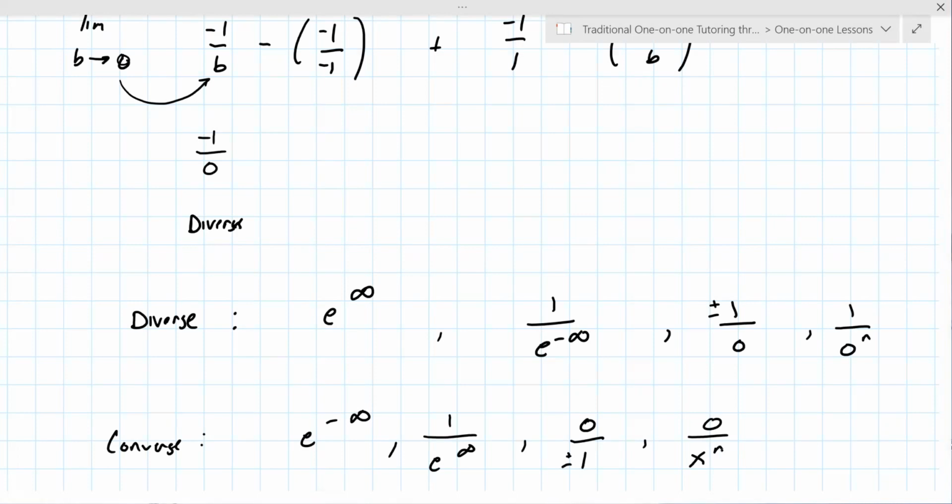Or is e to the infinity just 1? No, e to the infinity goes up forever. Oh, okay. You know, x to infinity, that's also bad.